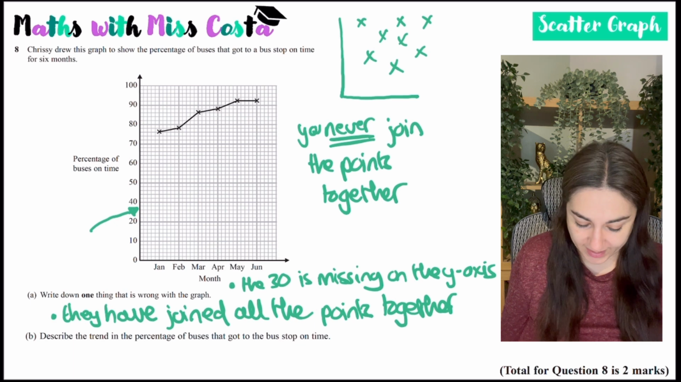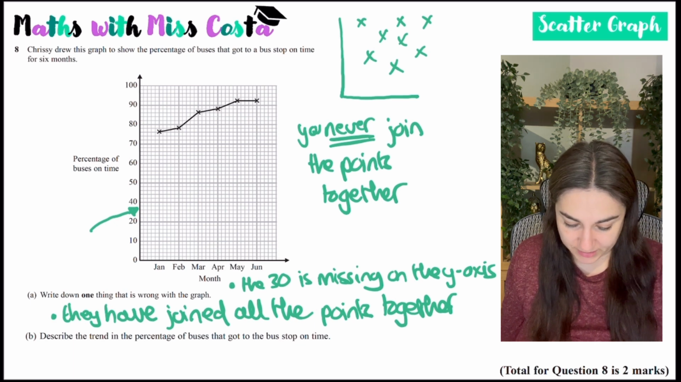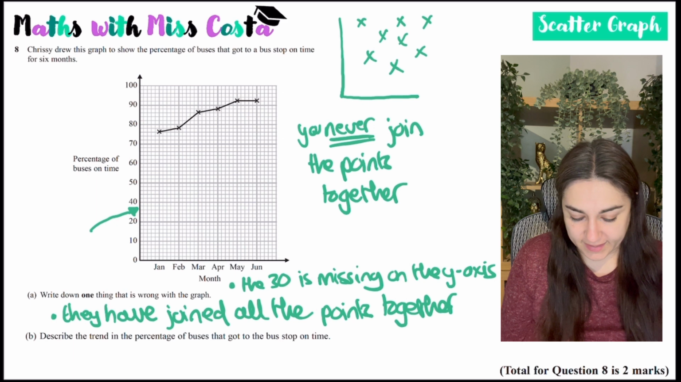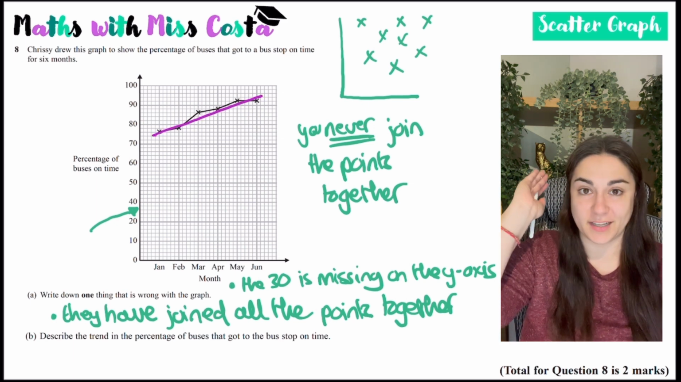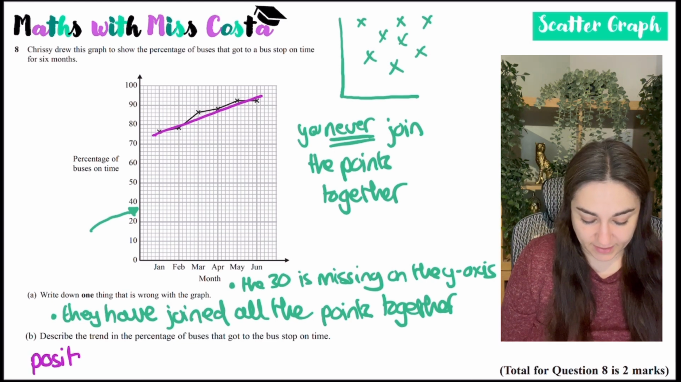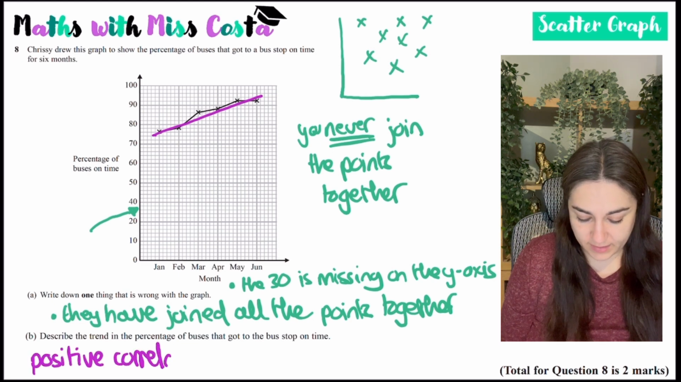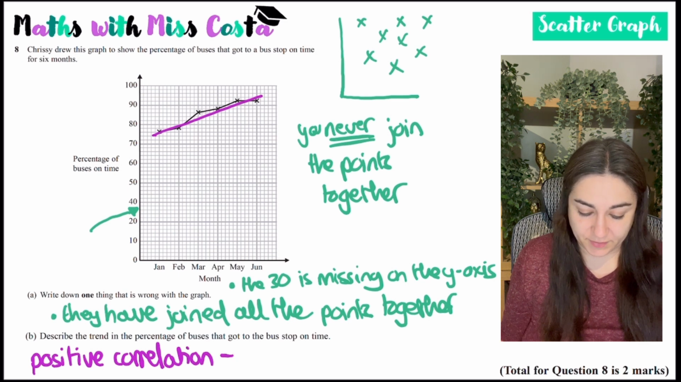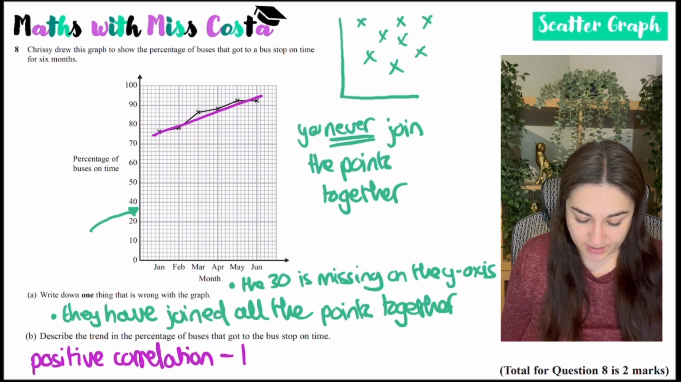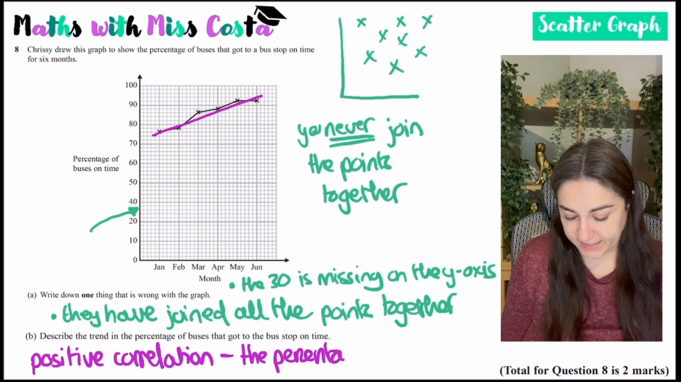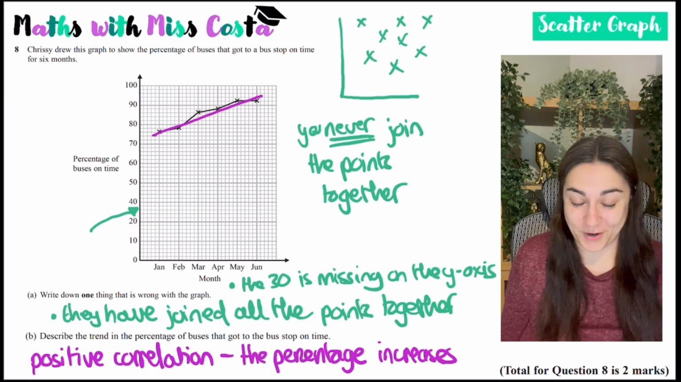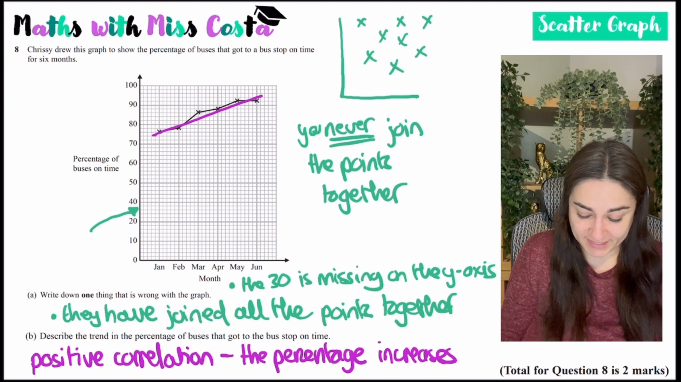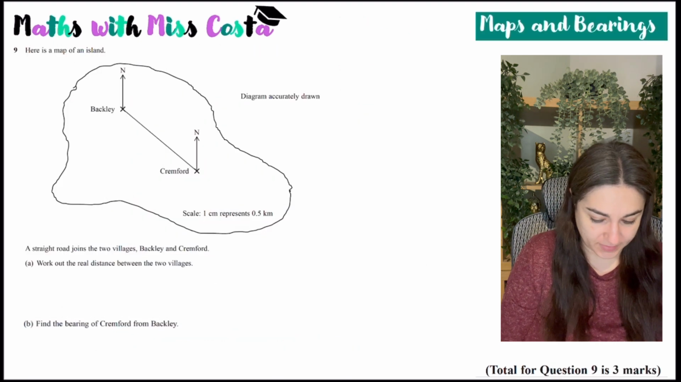And you need to describe the trend in the percentage of buses that got to the bus stop on time. So generally there's a positive correlation. If you draw a line of best fit for your scatter graph, it's just the line going through as many points as possible. So there's a positive correlation, and you could explain it in a bit more words if you wanted to. The percentage of buses on time increases as the months go on, as it gets warmer. Maybe people are happier, so the percentage increases as the months go on.